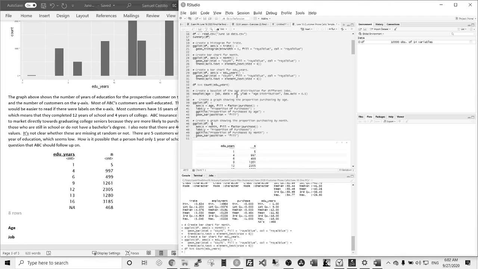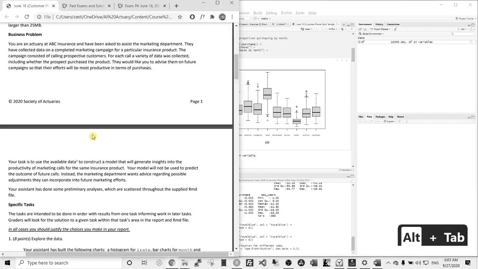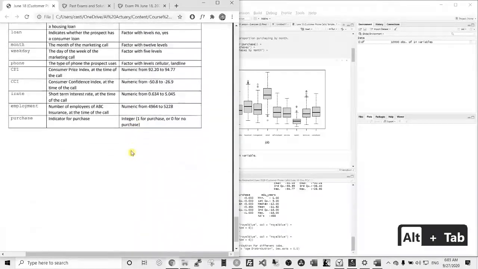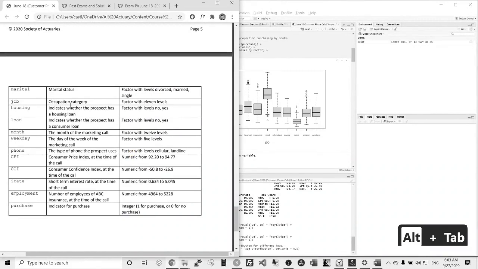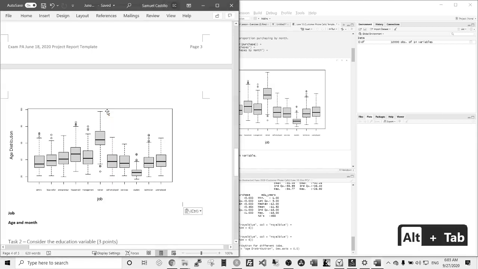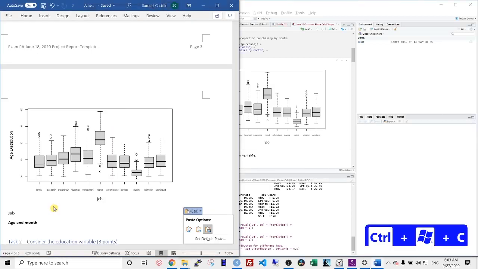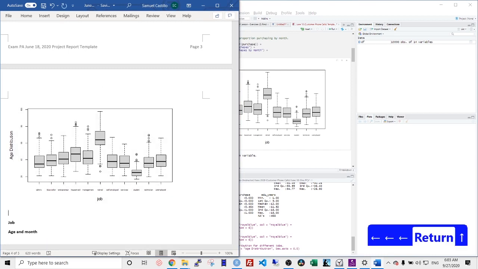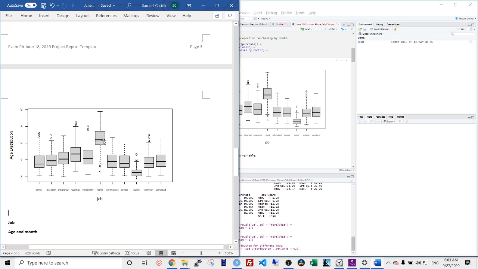Next, create a box plot for the age distribution for different jobs. So what are the variables age and job? Is there anything specific here? Job is just occupation category, and age is the age of the prospective customer from 17 to 98. So you can see here that the age differs by job, right? As you would expect, those who are retired have a much higher age on average than, for instance, a student.